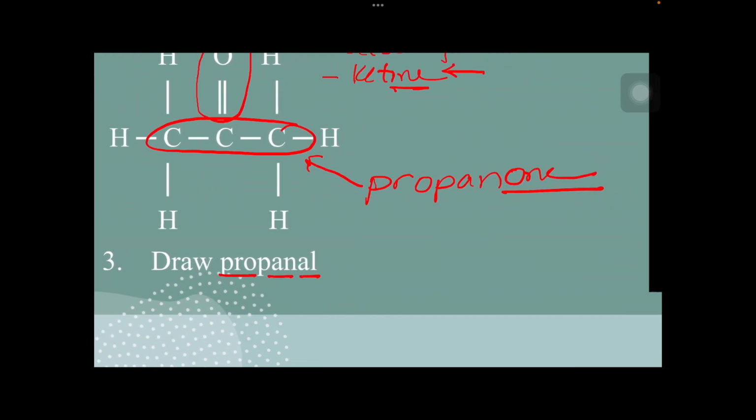Now the last one here, draw propanal, I have to use the words to help me. So I know based on the first part of this word that it's going to have 3 carbons with single bonds. And I know that based on the last part of the word, al, that's going to make it an aldehyde. Three carbons single bonded. Aldehyde has to go on the end. It doesn't matter which end.